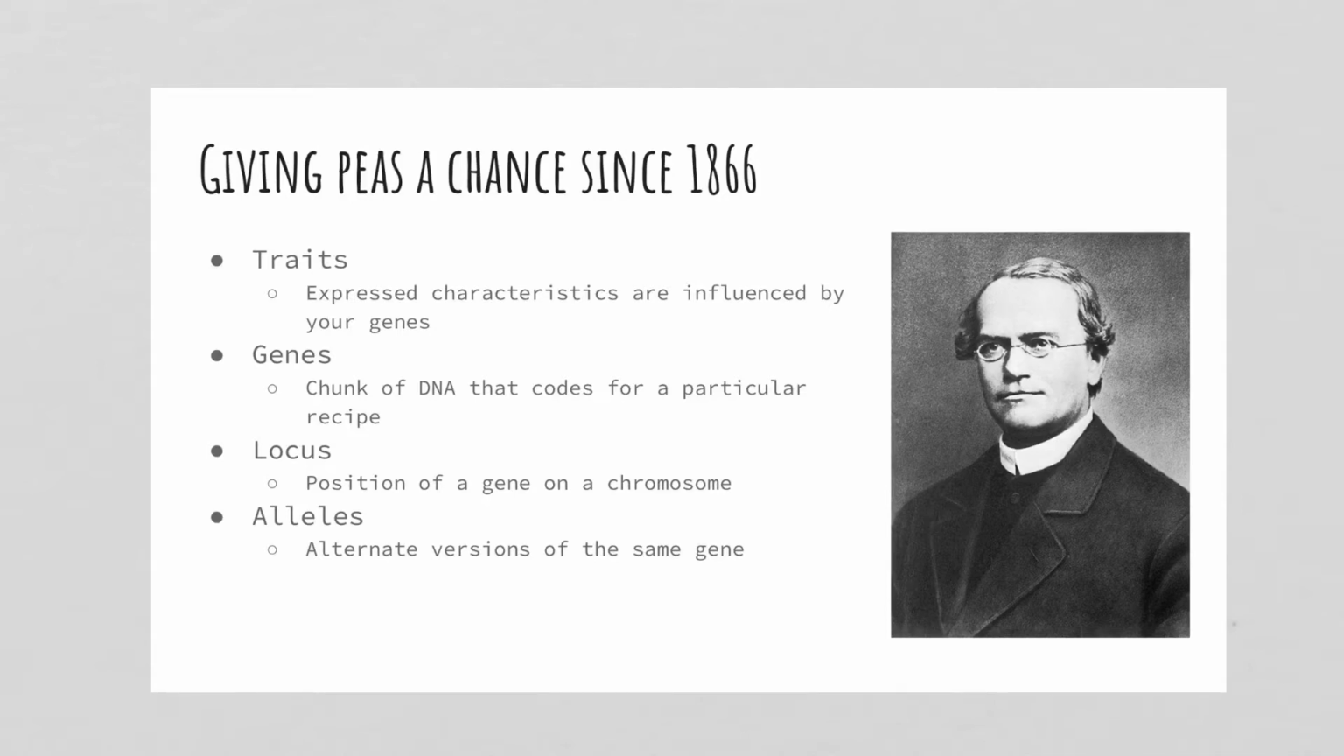And again, just some terminology. If you don't know what a trait is, it's the expressed characteristics of your genes. Genes are chunks of DNA that could code for a particular recipe. Locus, or in plural, you might hear it as loci, is the position of the gene on the chromosome, and then alleles are the alternate versions of that same gene.